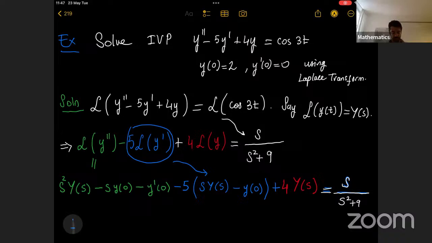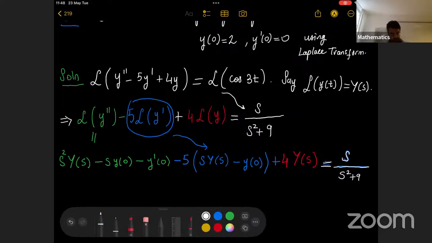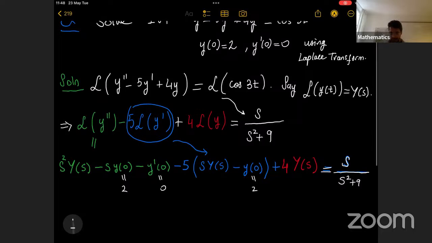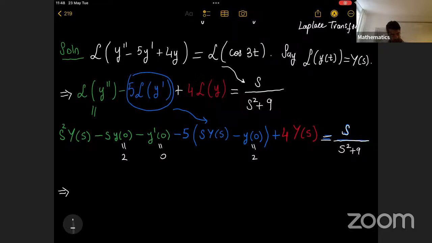Tamam. Güzel. Peki, şimdi let's write this value. So y0 is 2. So this is 2. Y prime 0 is 0. This is 2. And from this we get basically, let's put this in Y(s) parentheses.